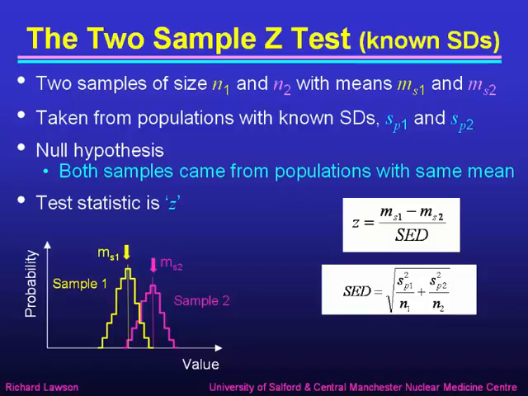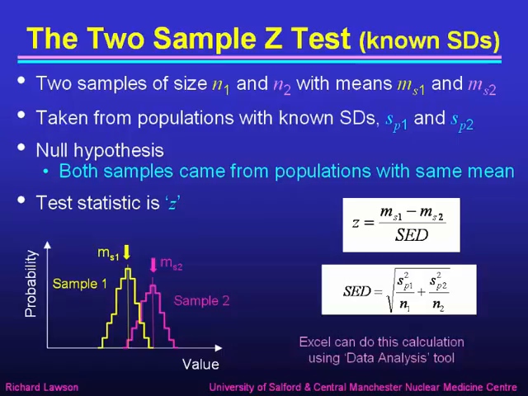The test statistic is Z. It's similar to what we've seen before. It's the mean of sample 1 minus the mean of sample 2 divided by the standard error of the difference, SED, where SED is defined as the square root of the standard deviation of population 1 squared divided by n1 plus the standard deviation of population 2 squared divided by n2.